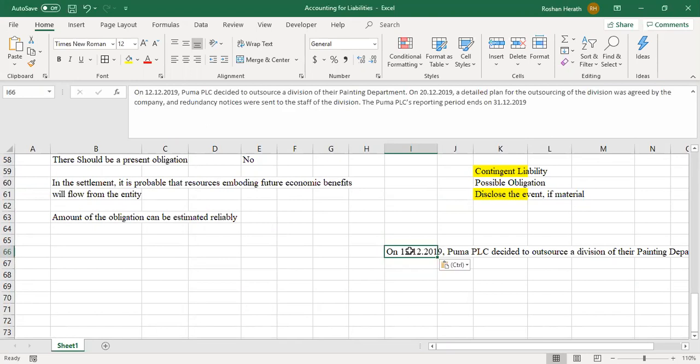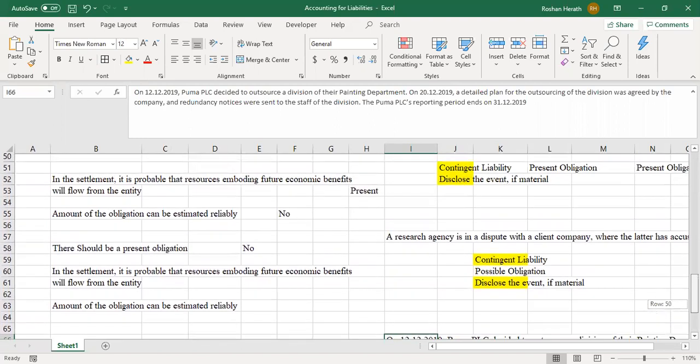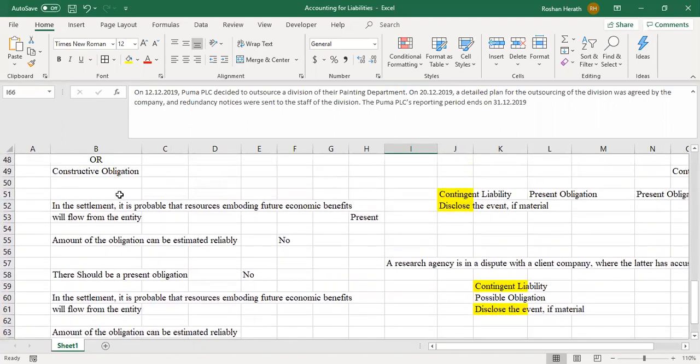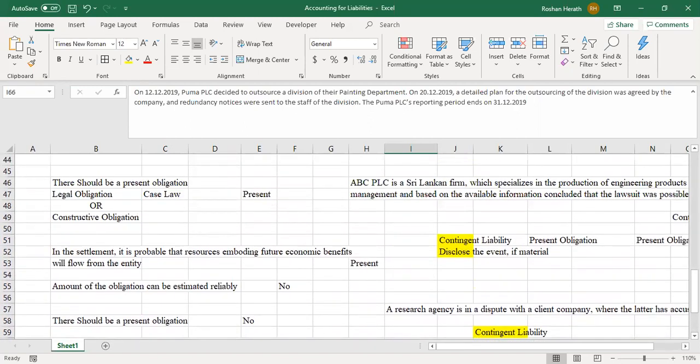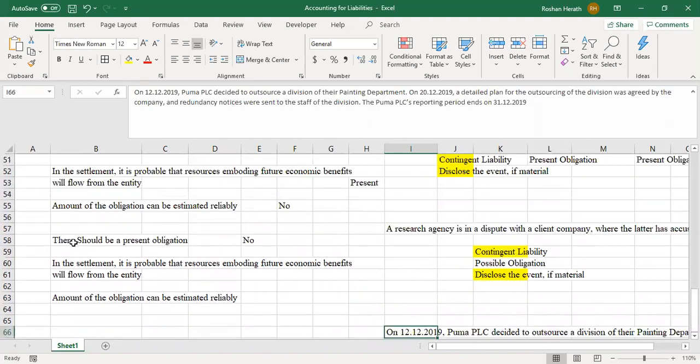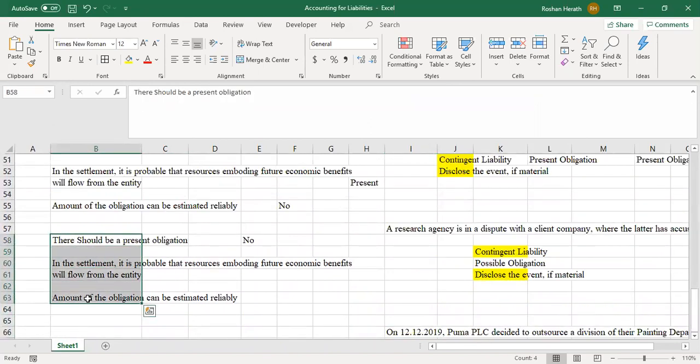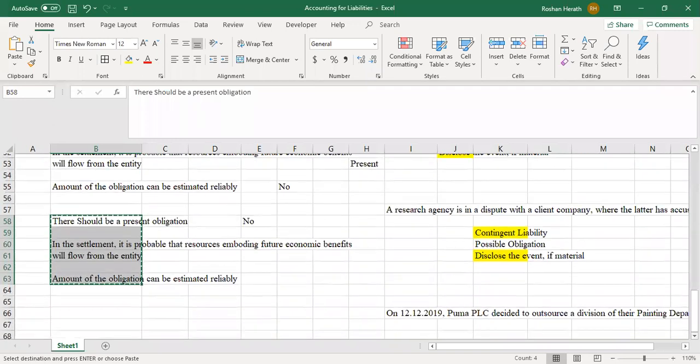On 12th of December, the Puma PLC decided to outsource a division. And then you have set the detailed plan for outsourcing that, and it was agreed by the company, and redundancy notices were sent to the staff of the division. So when it comes to the situation as such, you need to assess whether you have the three criteria. That's all you need to question. We'll see whether it is there.